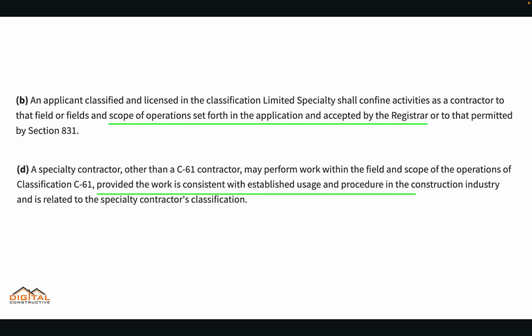An applicant classified and licensed in the classification limited specialty shall confine activities as a contractor to that field or fields and scope of operations set forth in the application and accepted by the registrar, or to that permitted by Section 831. A specialty contractor other than a C61 contractor may perform work within the field and scope of operations of classification C61, provided the work is consistent with established usage and procedure in the construction industry and is related to the specialty contractor's classification. So you always want to make sure that the work that you're doing falls under the correct classification so that you're in compliance with the CSLB.